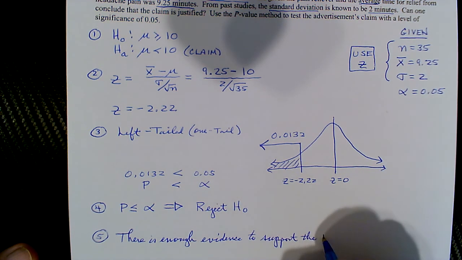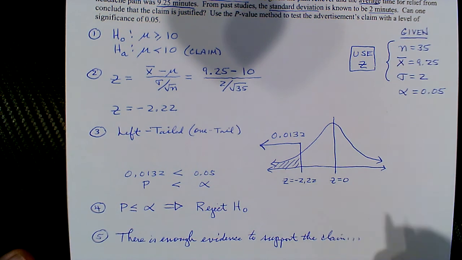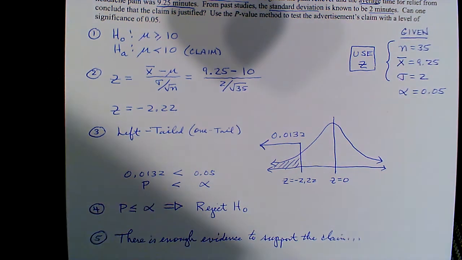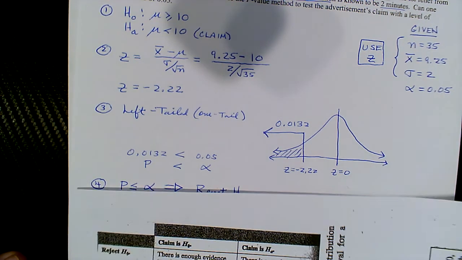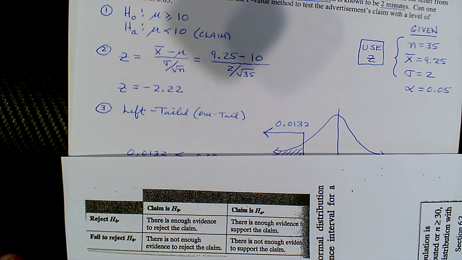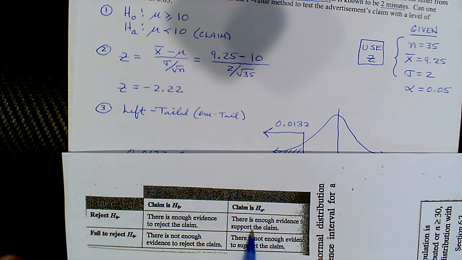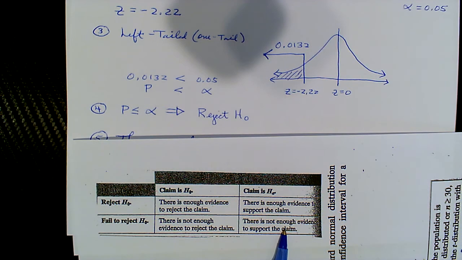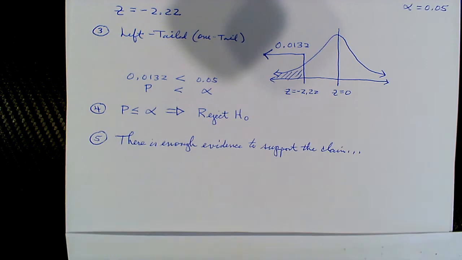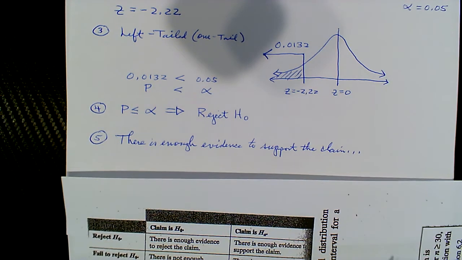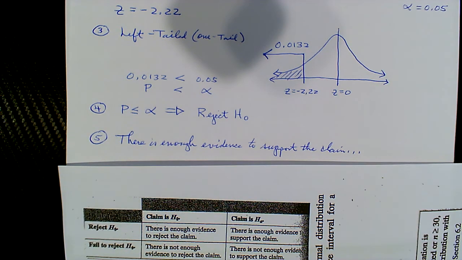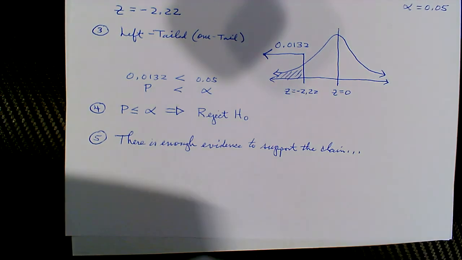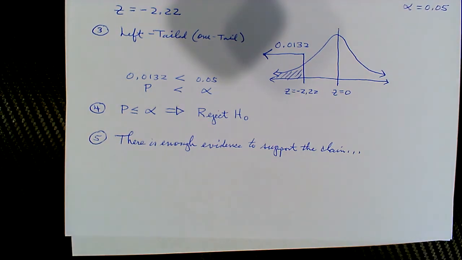Because remember, this is part of your cheat sheet. Let me pull it out again. It states, alright, our claim was HA, so we're using the second column, and our decision here was to reject H0. So rejecting H0, we would say there is enough evidence to support the claim. And that's what we argued intuitively. Okay. Alright, moving on. Get another example, I'm sure.